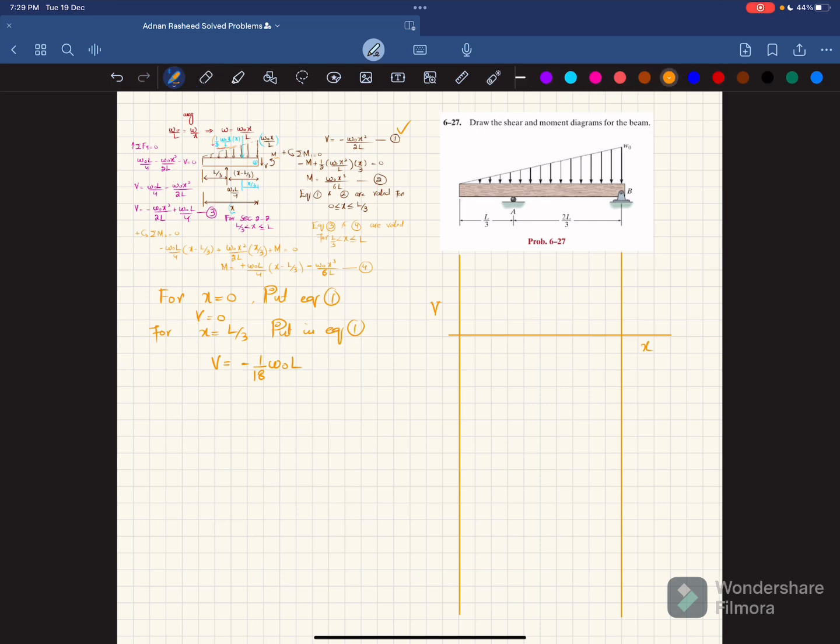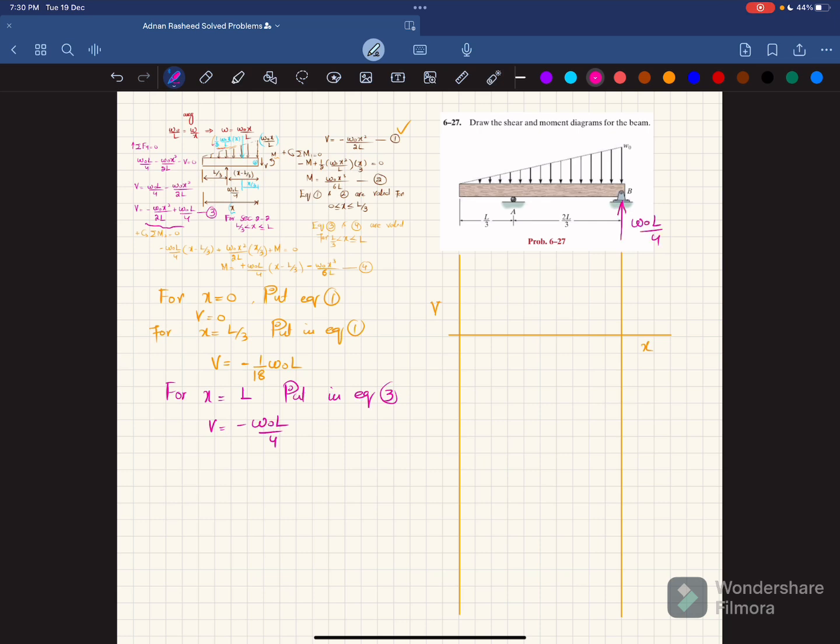Now for x is equal to L. Clear? So put the value in equation number 3. So this is your equation number 3. When you put x is equal to L in that, you will get V is equal to minus W naught L over 4. Now you can see that at the end you will have RB, which is equal to W naught L over 4. It means that this will bring it to 0.